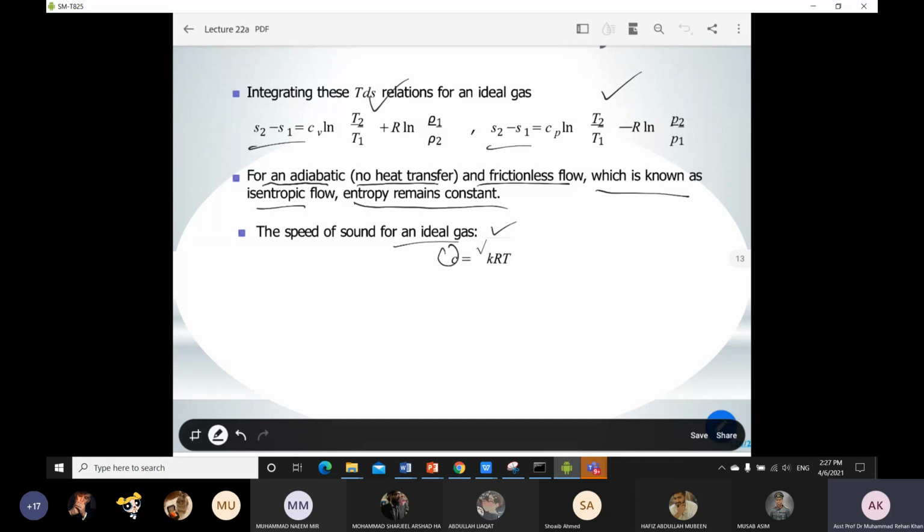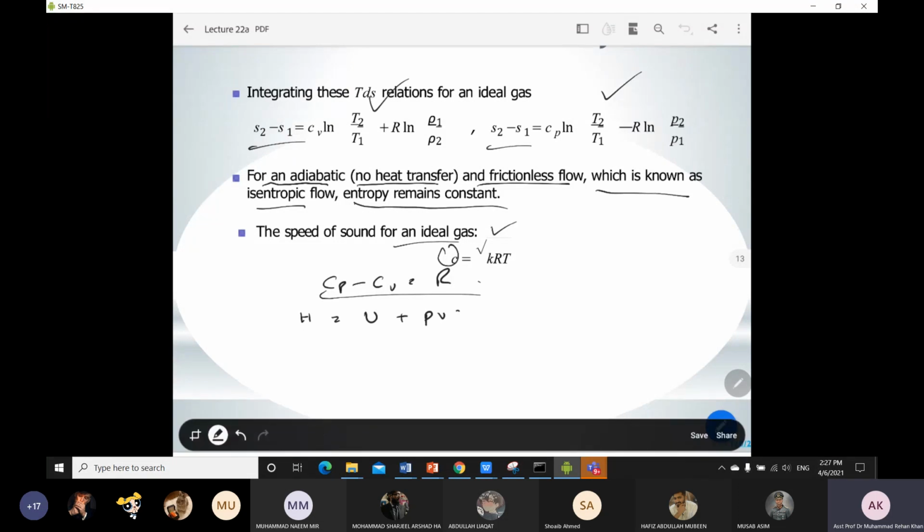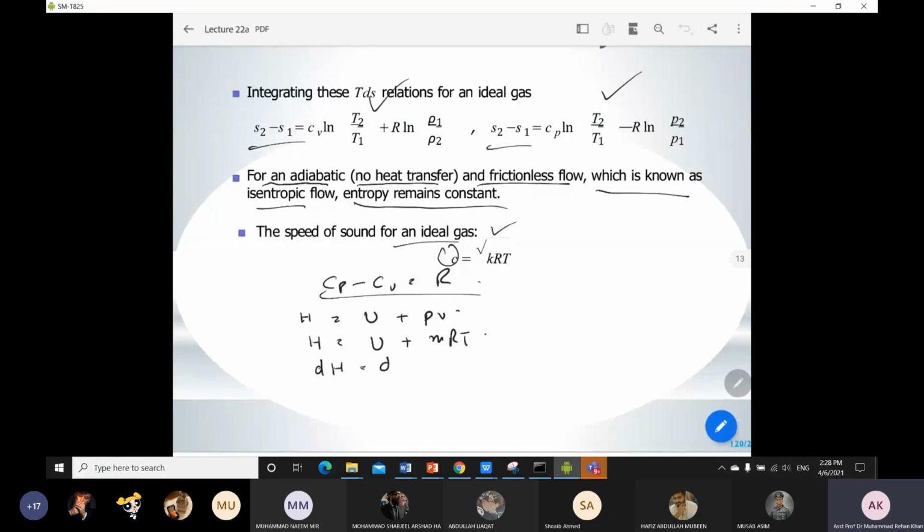So first we will look at how this Cp minus Cv equals R comes about. This relation basically comes from the basic equation of enthalpy equal to internal energy plus PV, and if you put the value of PV, which is equal to mRT, and differentiate both sides, you will get dH equal to dU plus mR dT. And if you put the value of dH in this equation, m Cp dT is equal to dU, whose value is m Cv dT, plus mR dT. So from here you can easily eliminate delta T, and you can also eliminate the mass. So our equation becomes Cp equal to Cv plus R, and Cp minus Cv is equal to R.